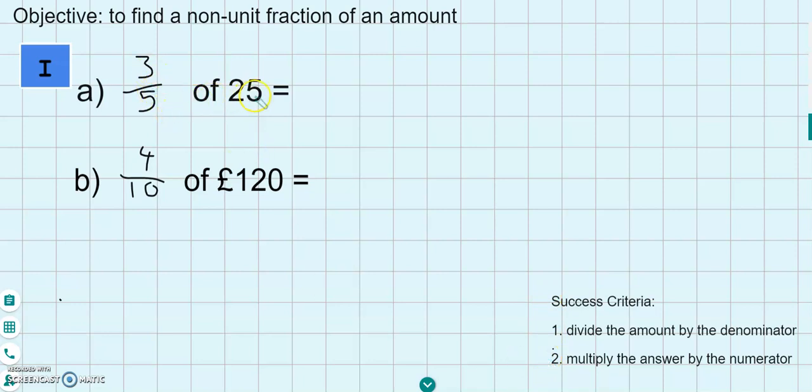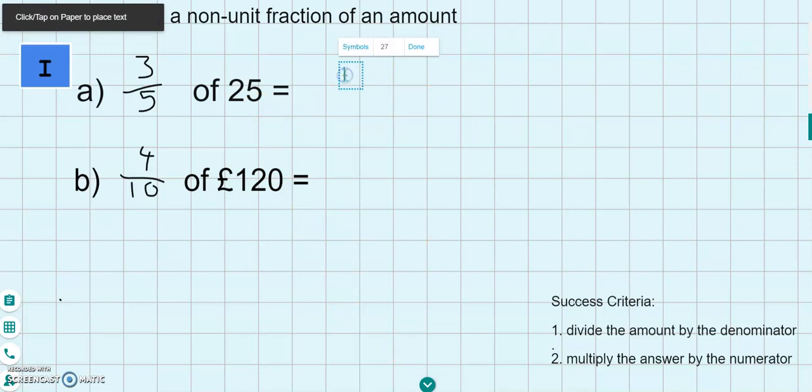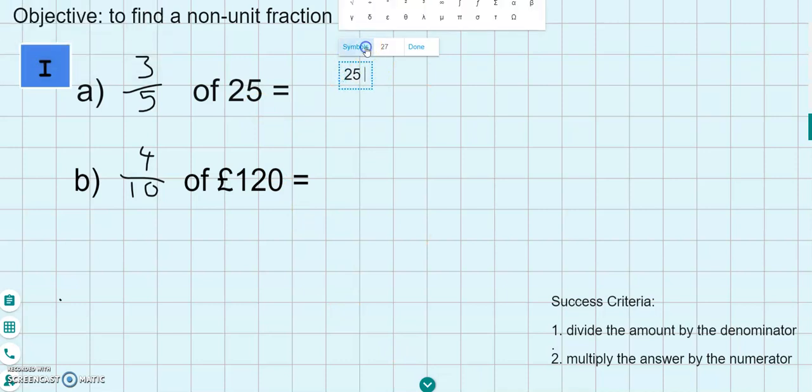So to find 3/5 of 25, I first need to find what 1/5 of 25 is. To do that, I divide the amount, 25, by the denominator, which is 5. So 25 divided by 5 is equal to 5. And then my second step is to multiply that answer, 5, by my numerator, which is 3. So 5 times 3 is equal to 15. My answer is 15. 3/5 of 25 is 15.